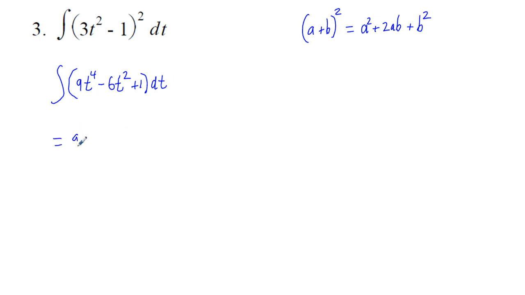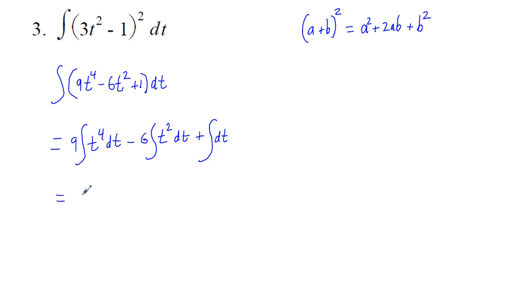And now we can just split this up. We're going to have 9 times the integral of t to the 4th dt, minus 6 times the integral of t squared dt, plus 1, and for 1 I don't write anything, dt.